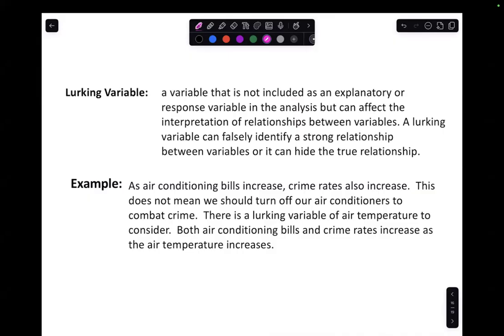None of the homework or anything is going to ask you about lurking variables. This is just one of those, hey, pay attention to this when you're out there looking at people's data and saying, hey, that doesn't make sense. There's something missing there.